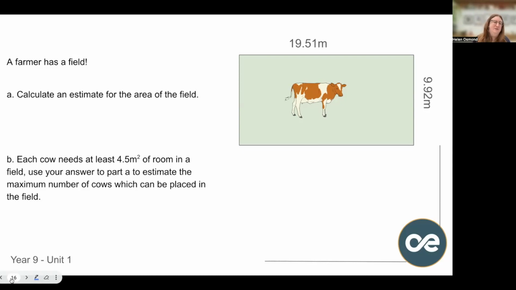A farmer has a field. Calculate the area for the field, and then each cow needs at least 4.5 meters squared of room in a field. Use your answer to part A to estimate the number of cows that can be placed in the field, the maximum. Now, keywords here are estimates. We are rounding. So have a go, pause the video and see how you get on.